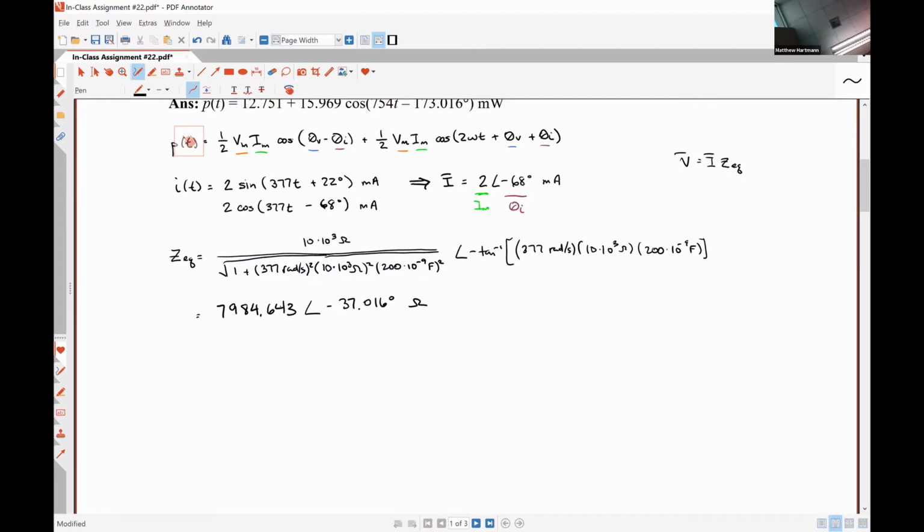All right, so now that we know ZEQ, our phasor voltage V is 2 angle negative 68 degrees milliamps times 7.984 angle negative 37.016 degrees kiloohms. And I'm expressing it in kiloohms because I know that a milliamp times a kiloohm is going to give me a volt.